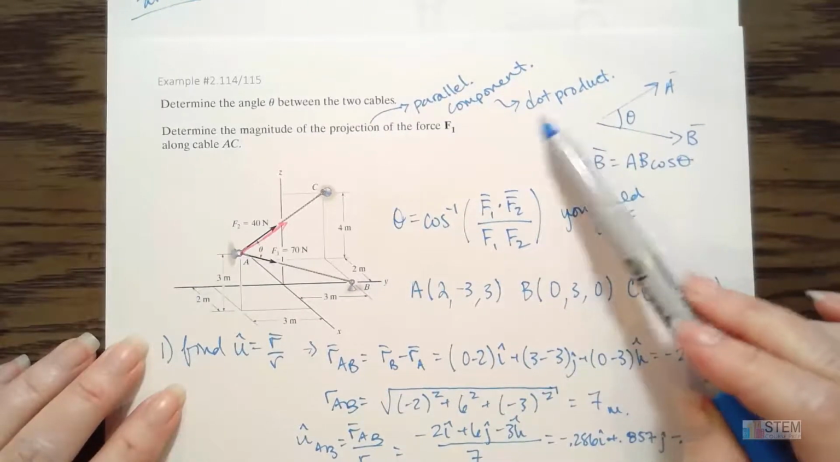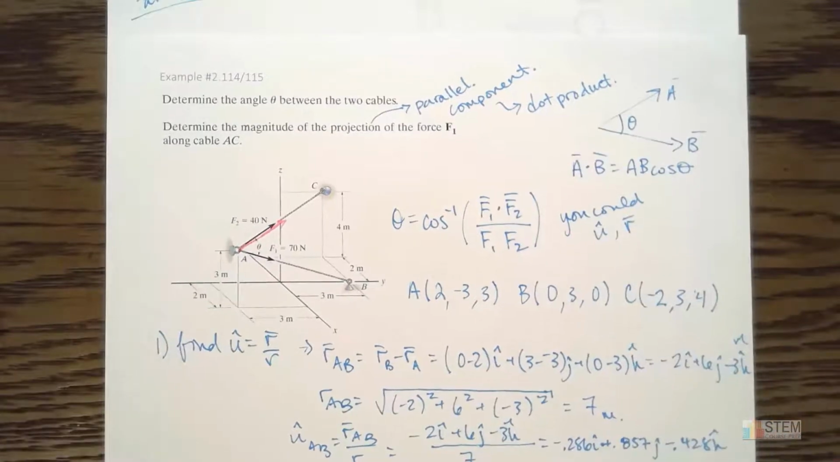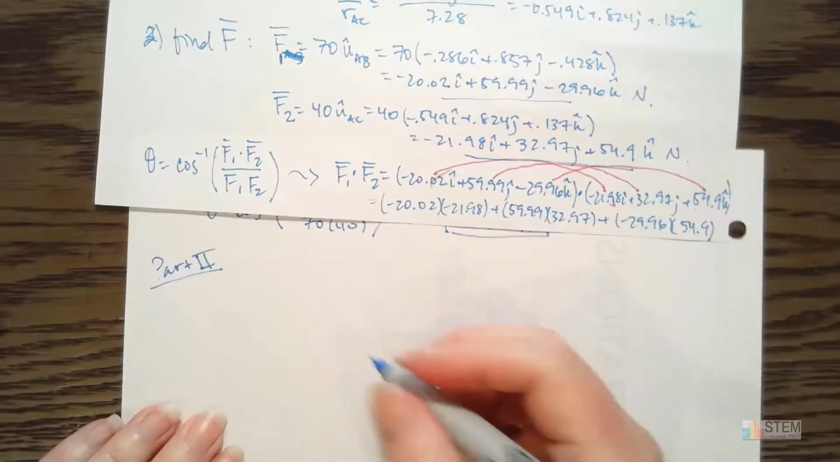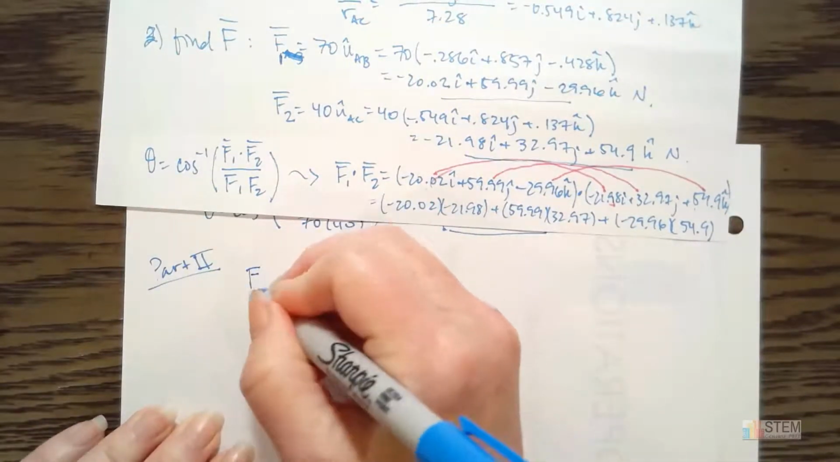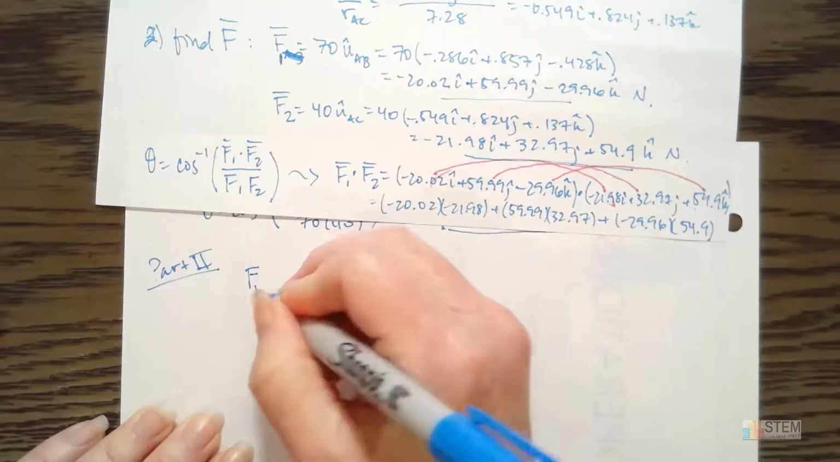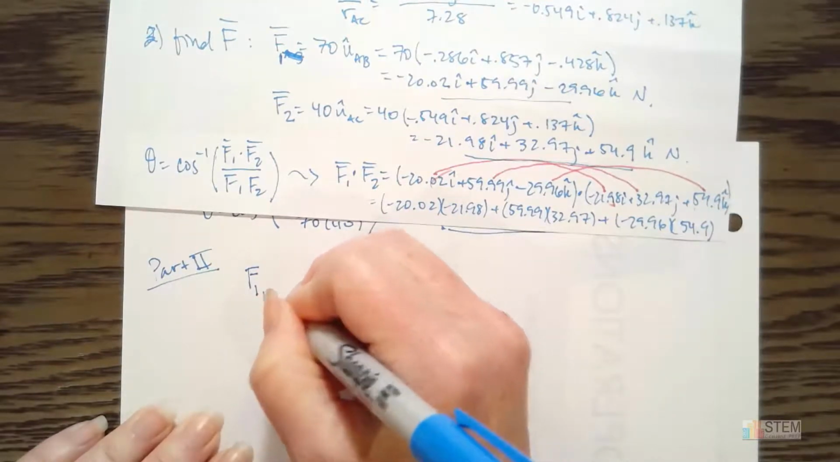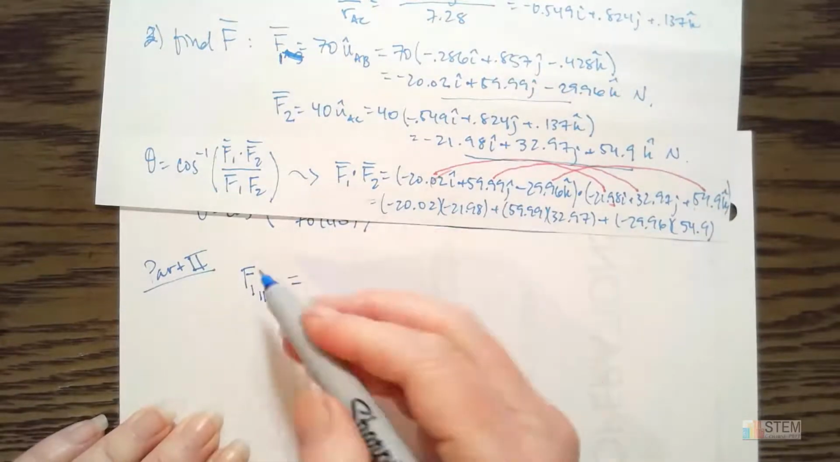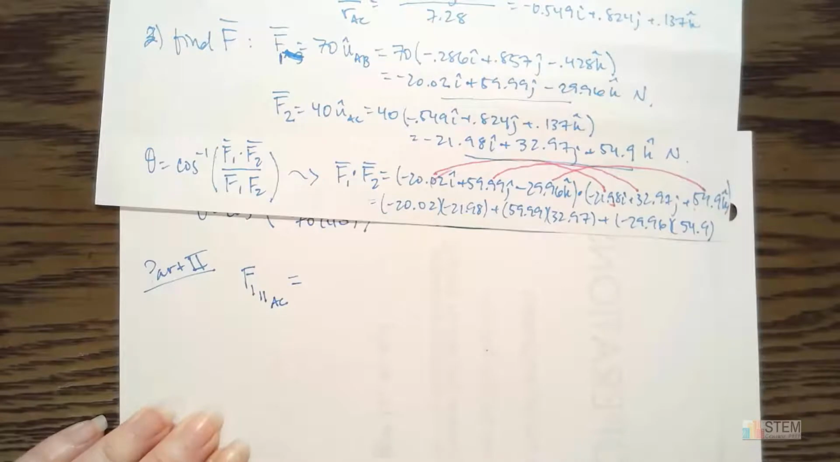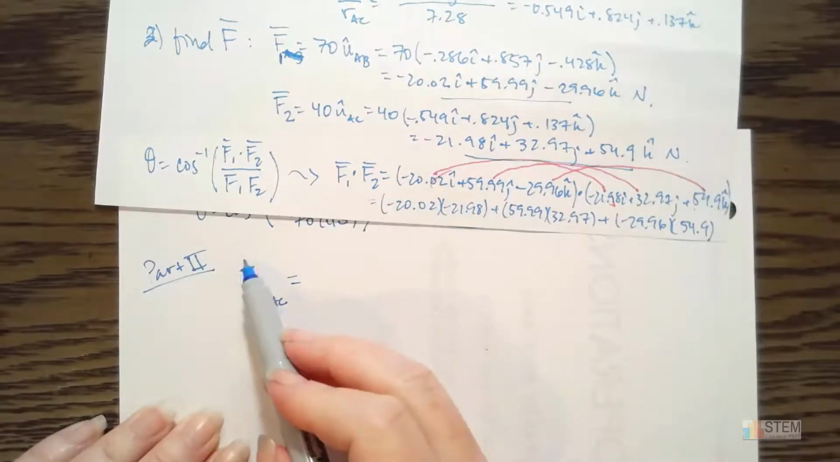Okay, so let's go through and do the dot product here to get our projection. All right, now the way we're going to do this is, let's write it out. So the notation I use is, I'm going to say F1 parallel to AC. Okay, that's going to be our projected component. All right, notice there's no bar up here, because remember, when you do the dot product, you get a scalar, you do not get a vector. So no bar up here.